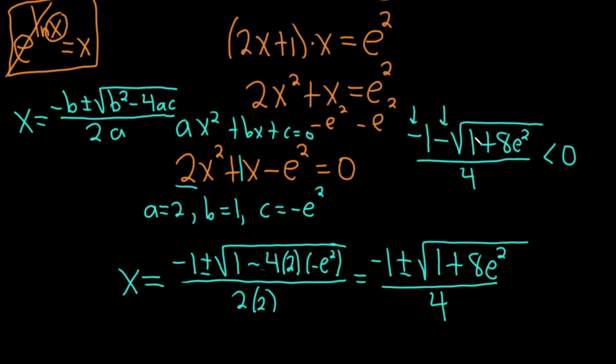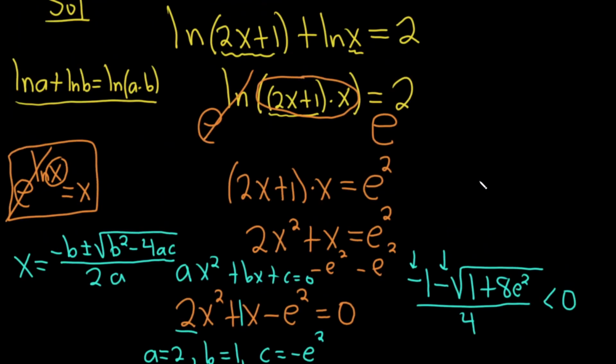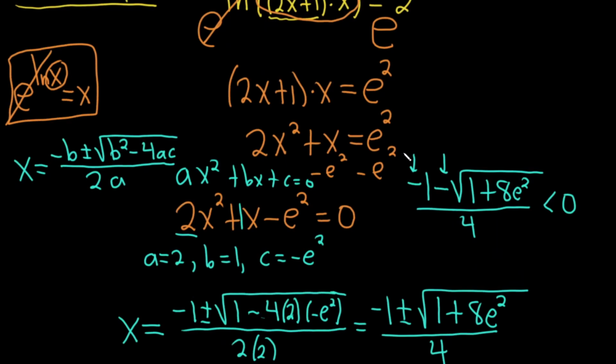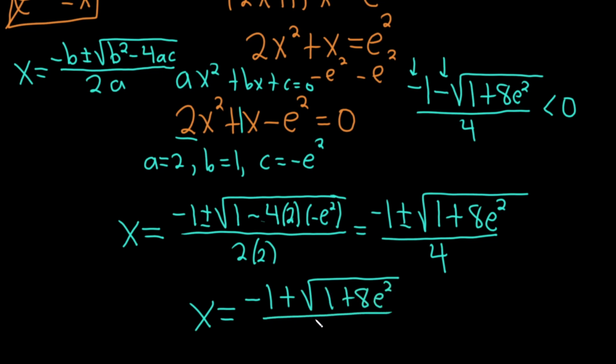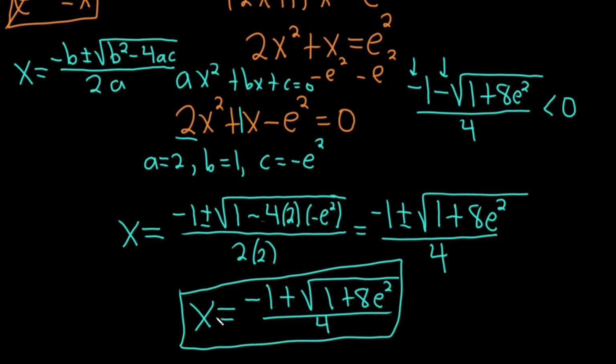And if you go back to the original equation, we have a natural log of x here. So there's no way you can take the natural log of a negative number, right? So we have to throw that one out. So the only possible candidate for a solution in this problem is negative 1 plus the square root of 1 plus 8e squared over 4. And that would be the final answer.